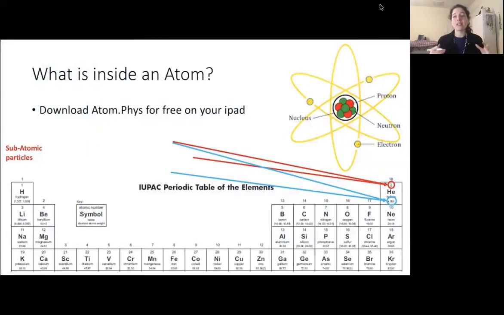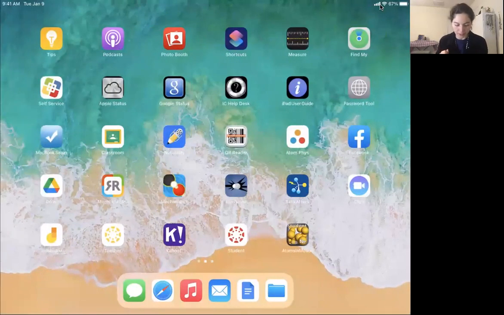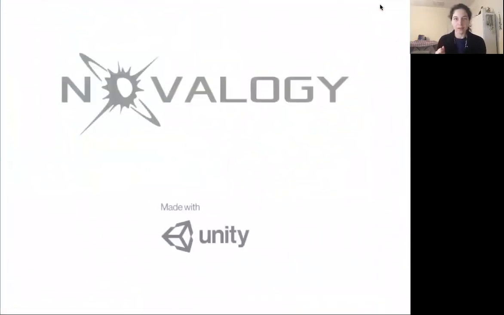We're going to look at the different things inside of these atoms, okay? If you would like to do this, there's an app called atom.phys that's really, really cool. We're going to use it for this class to demonstrate what atoms look like and their different trends. So go ahead and download atom.phys for your iPad. It's free. Let me open it here to show you what it looks like. It's this icon right here, this little dot right here. You can kind of see it down to the right.